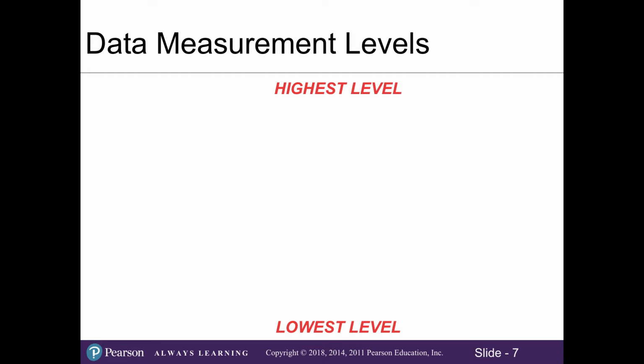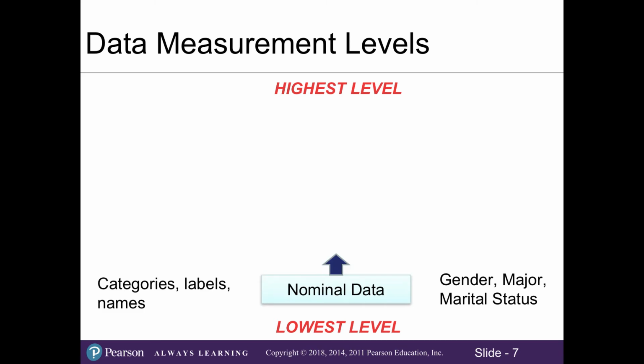With data measurement levels, there is an order from low to high in that the lowest level, you're limited in the kinds of data analyses you can conduct, all the way up to the highest, where for these types of data, we can do all kinds of data analysis. So the first and lowest level is nominal data. So these are really, in other words, categories, labels, or names. For instance, gender, major, or marital status. Theoretically, these labels or names are equal to one another. There's no one name or label better than another.